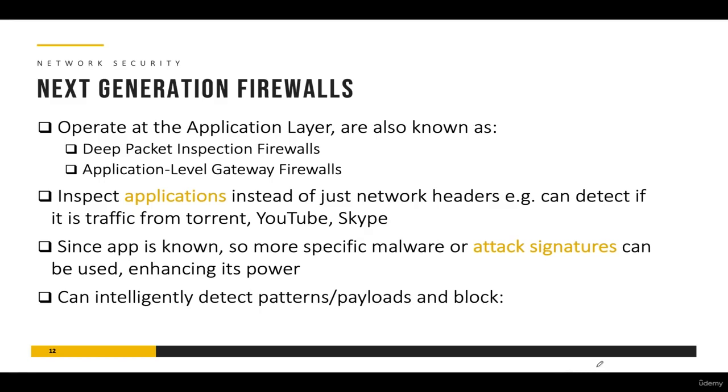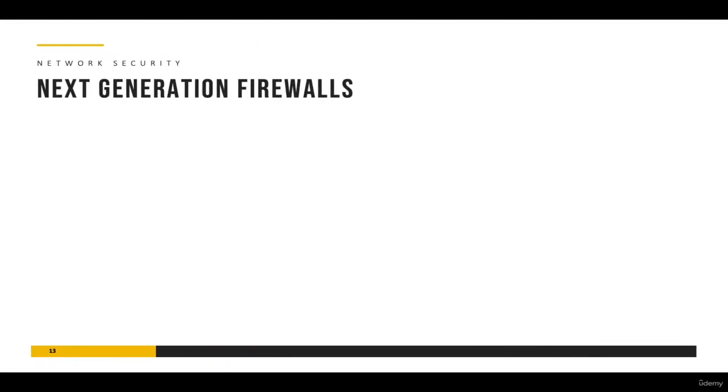They can also intelligently detect patterns and payloads and block domain names, malware, spam. So next generation firewalls provide a lot of firepower. They can even block or allow specific applications. For example, as a network administrator, you may specify to block Skype. Now, the next generation firewall is going to check the contents of packets, the payloads, and it's going to detect that this is Skype traffic. And based on that, it can block it.